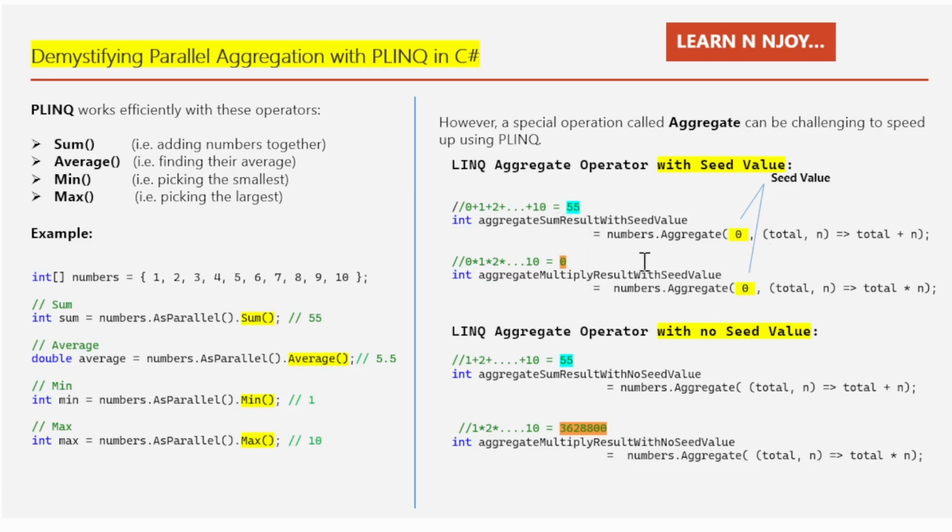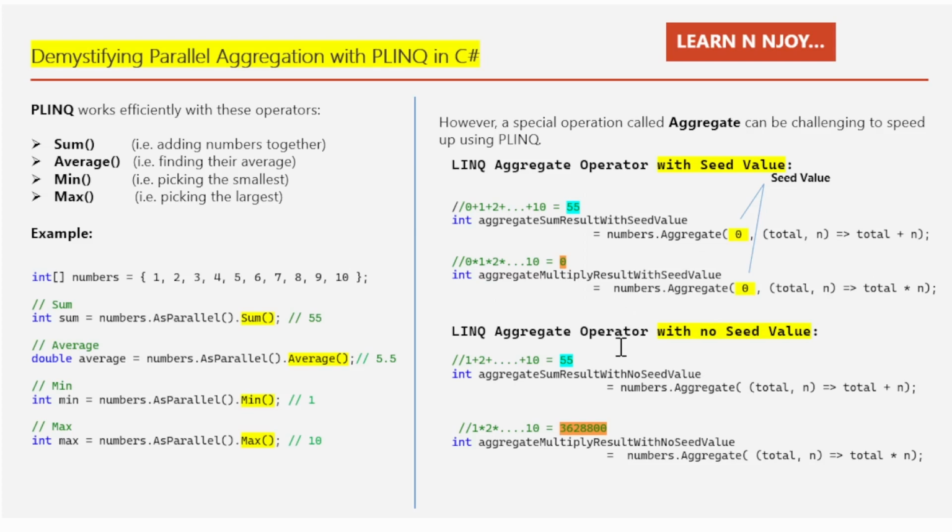Now let's see the multiply operation, right? Here also I have used the seed value as a 0. Numbers dot aggregate 0 comma total comma n goes to total into n. But if you notice, it will be starting with the 0, and see this output, output is coming as a 0. Why? Because it starts with seed value 0, 0 into 1 into 2 3 up to 10, it will be giving the 0 because we have multiplied with the 0. Now you have seen how we are using aggregate operator of the LINQ with seed value.